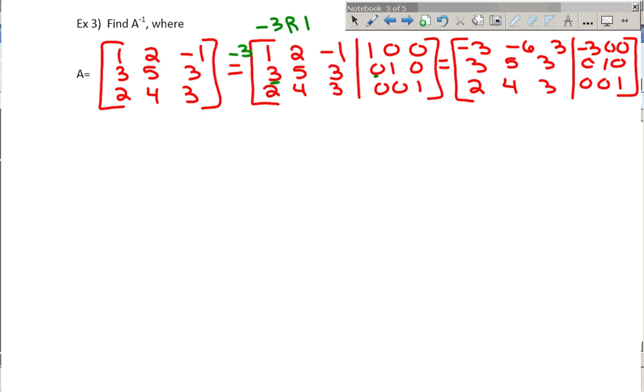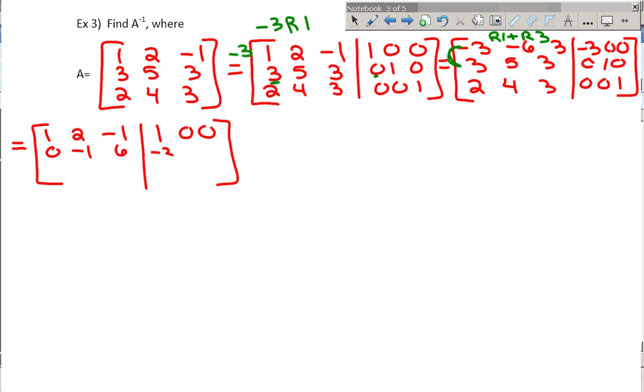Like I said, we want to get that 3 to be a 0. So we can look at these two rows here. If I add row 1 to row 3, that 3 will cancel out. Remember that once I do this, row 1 goes back to its original, 1, 2, -1, 1, 0, 0. Adding the first row and the second row together gives me 0, -1, 6, -3, 1, 0. And that third row is exactly what it was before, it hasn't changed.